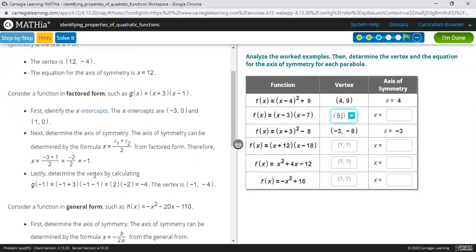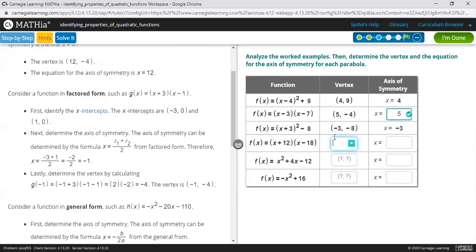Now to find the y coordinate, all I need to do is substitute that value I just got in for x. So I'm going to put 5 in this equation. So if I plug in 5 here, 5 minus 3 is 2. 5 minus 7 is -2. And this is just a product. We're multiplying. So 2 times -2 is -4. And that's my y value. Remember, my x is just going to be that x value.